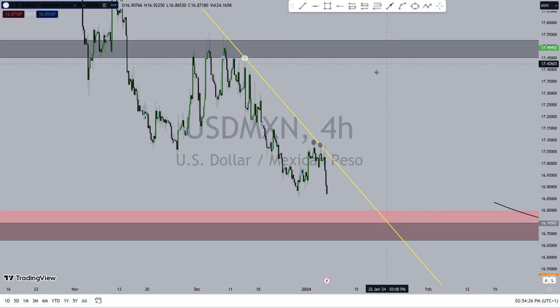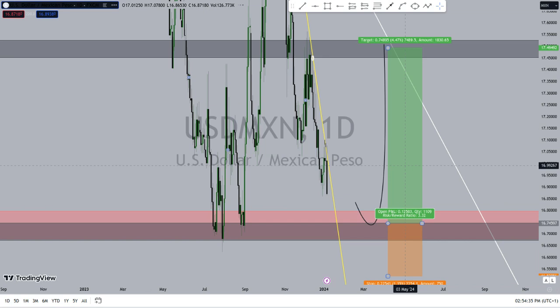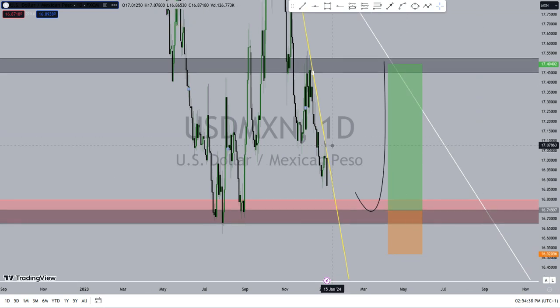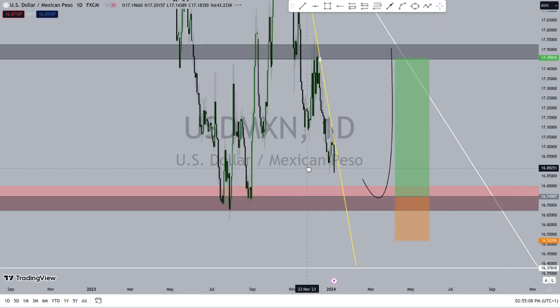So if USD against the Mexican peso goes in our direction as projected for a bullish run, after we see price coming down below here to give us multiple rejections, then this should be over 700 pips, around 748 pips, to bag on USDMXN.